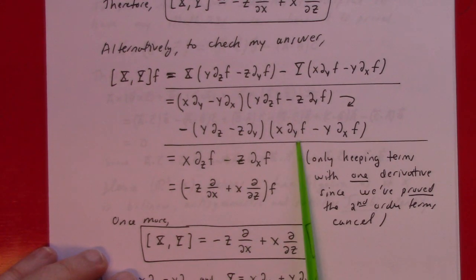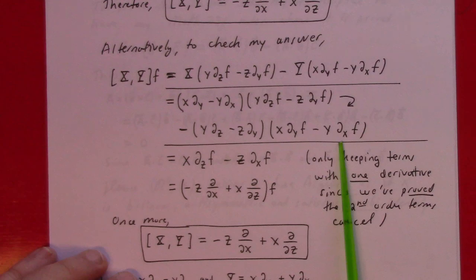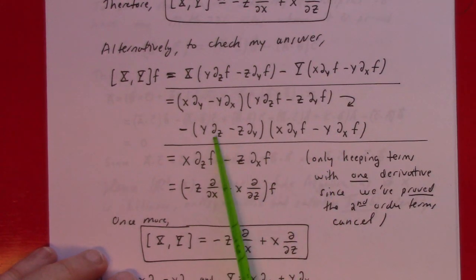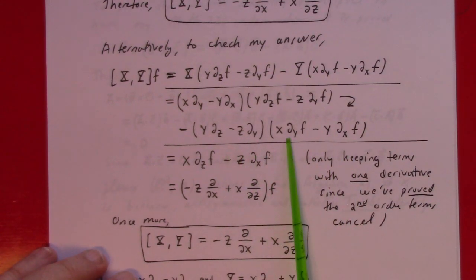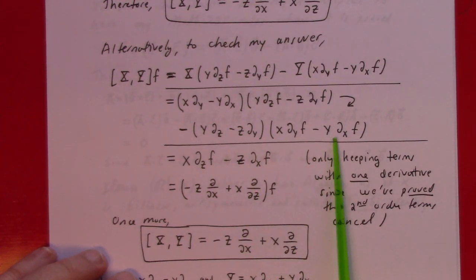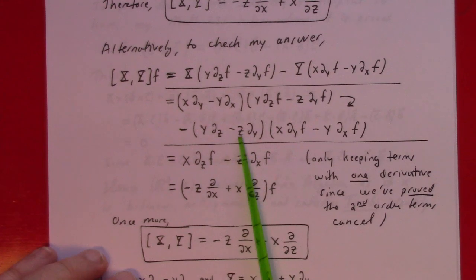acting on that, I don't even need to think about, because it's going to give me a partial z partial y, which is not the second derivative. But this acting on that, I also don't need to think about, because it's going to give me a second derivative. This acting on that, second derivative. This acting on that, well, the y hits that, makes the derivative go away, and we get plus minus minus minus, which is minus z partial x f, which is this term.